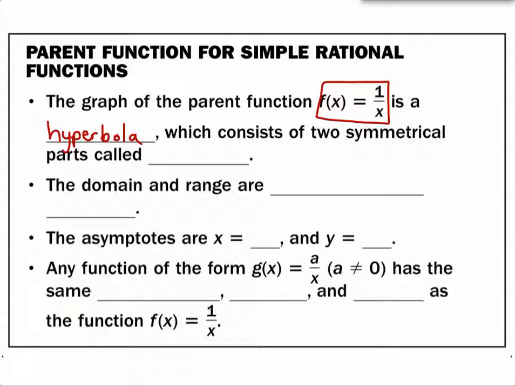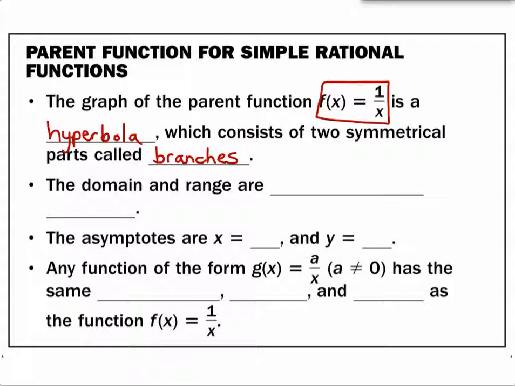Now, that's different from the word hyperbole, which of course would be me saying something like, this is the best function ever. But it's not. It's cool. So we won't engage in hyperbole about our hyperbola. It consists of two symmetrical parts, and they're called branches. We'll see these branches in just a moment.